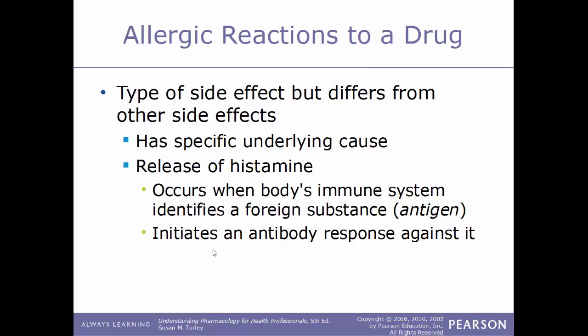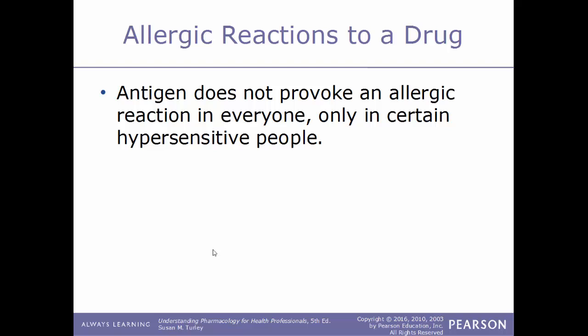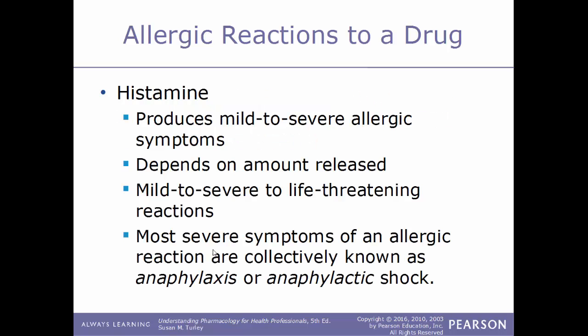The histamines are released when the body's immune system identifies a foreign substance, and your immune system will initiate an antibody response against it. So being allergic to pollen or grasses or hay fevers or peanuts or shellfish, being exposed to those things when you have an allergy to them, how your body responds to that is based on your immune system. Now, antigen does not provoke an allergic reaction in everyone, only in certain hypersensitive people. So histamines can produce anywhere from mild allergic symptoms to very severe allergic symptoms, and this depends on how much is released in that individual person.